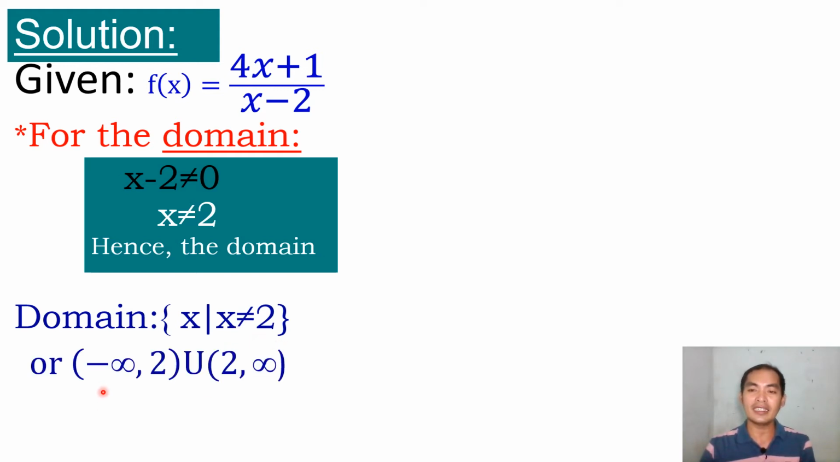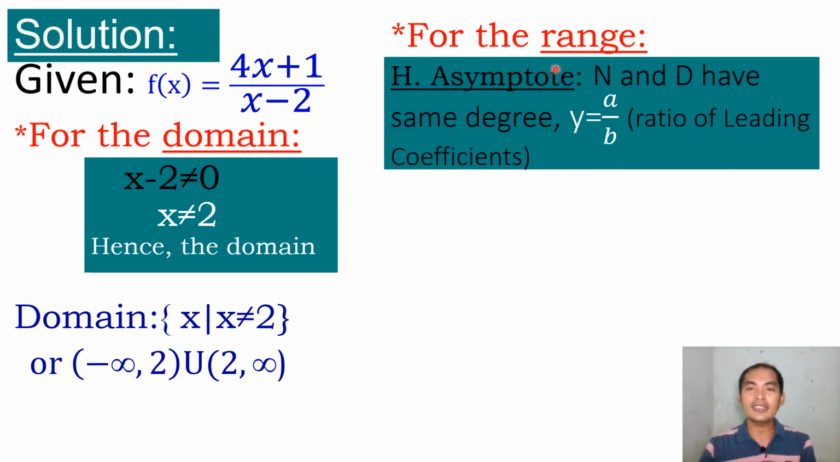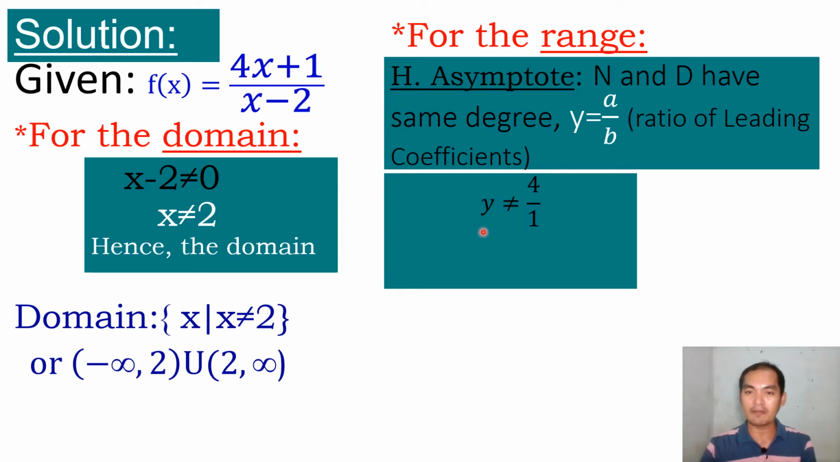Or we can write it in interval notation. We have an open interval from negative infinity to 2 union open interval from 2 to positive infinity. For the range, we will determine the horizontal asymptote. Since the degree of the numerator is 1 and the degree of the denominator is also 1, meaning same degree, what you will do is just get the leading coefficient, 4 for the numerator, 1 for the denominator, and you divide it. Therefore, y is not equal to 4 over 1, or y is not equal to 4. This is the restricted value of the range.